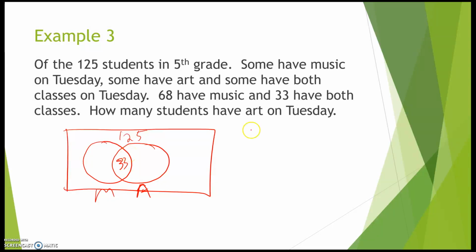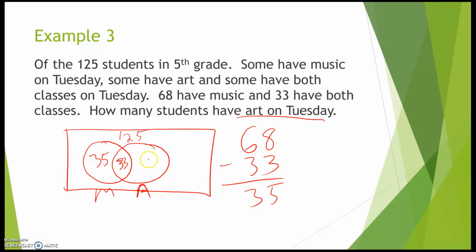Okay, but the ones that have music only, we gotta subtract that out. 35 over here. And so now, it says how many students have art on Tuesday? Well, we need to know what this number is right here. Over here, how many have art? So we're going to take 125 minus, well, 35 plus 33, well, 68. Maybe I didn't even need to do that, what I was just doing, really, right?